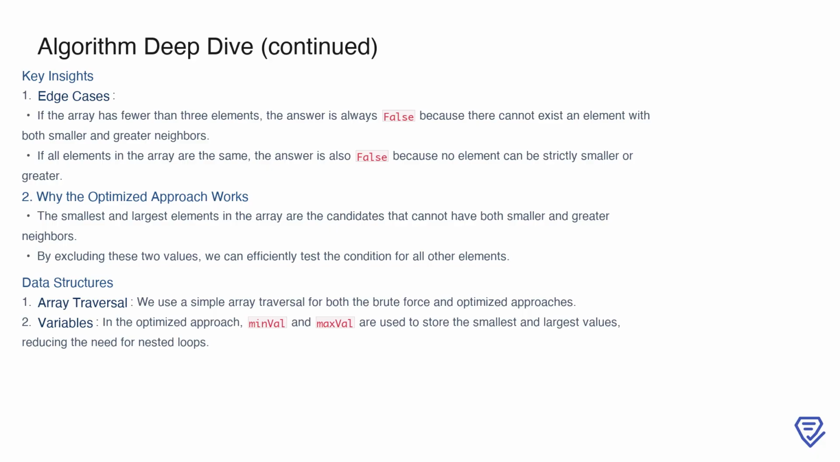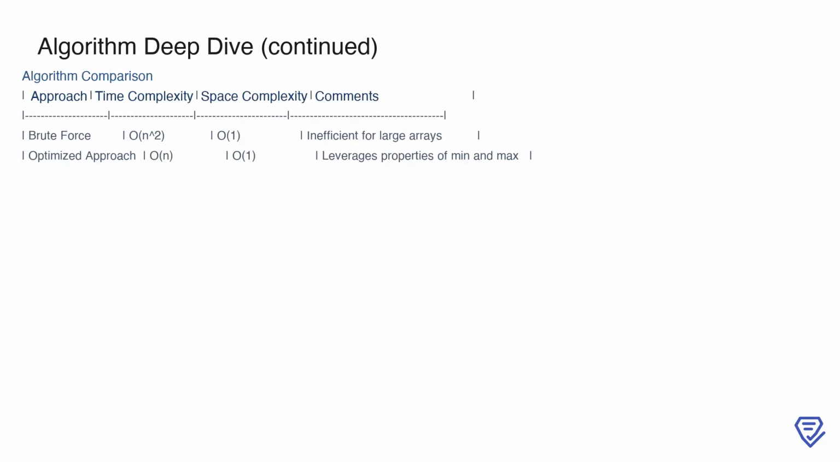Regarding data structures, both the brute force and optimized approaches rely on simple array traversal, and the optimized approach uses variables like min_val and max_val to store the smallest and largest values, which eliminates the need for nested loops and streamlines the process. Comparing the two approaches highlights the trade-off between simplicity and efficiency. The brute force method has a time complexity of O(n²) due to its nested loops, making it impractical for large arrays, though it has a space complexity of O(1), since no additional data structures are used.